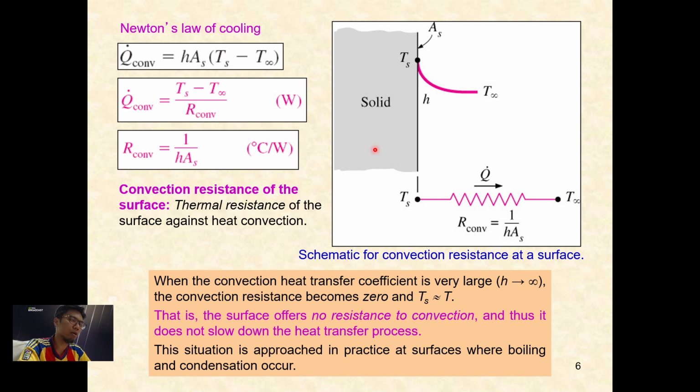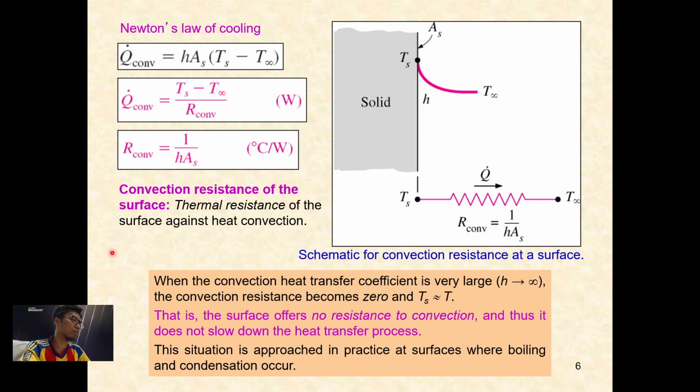So in the thermal resistance concept, Ts, the surface temperature, will release heat to the environment, where R convection is 1 over h times surface area.